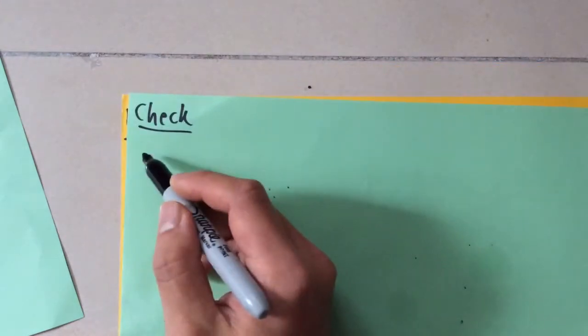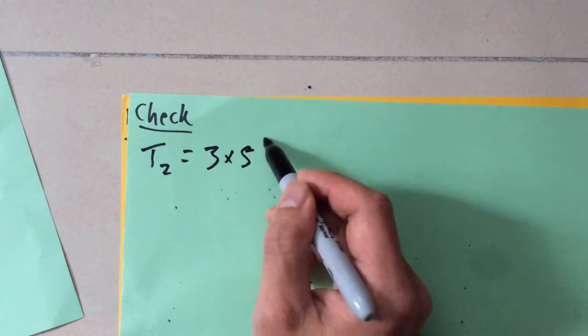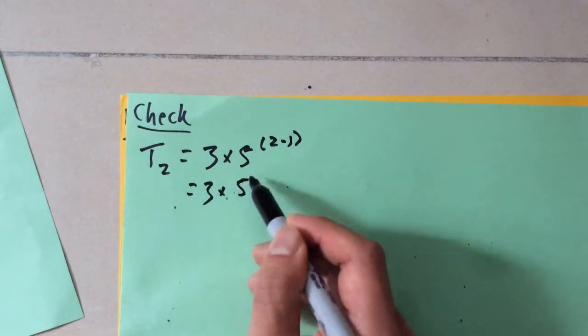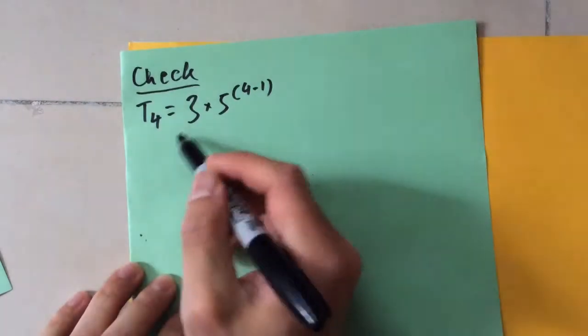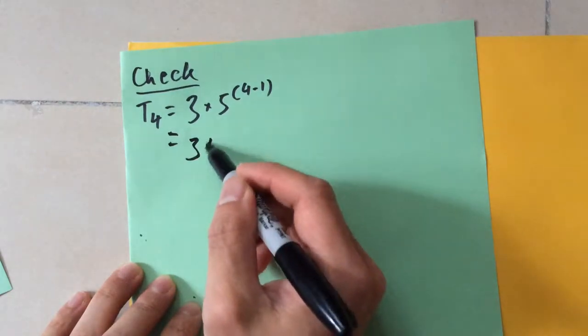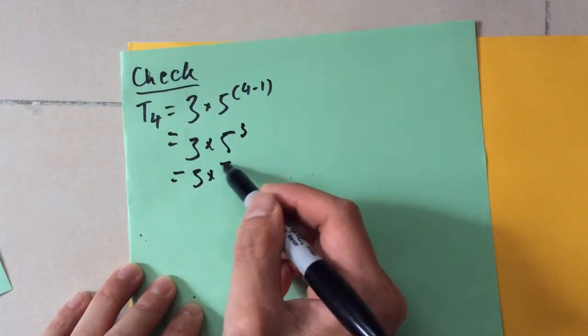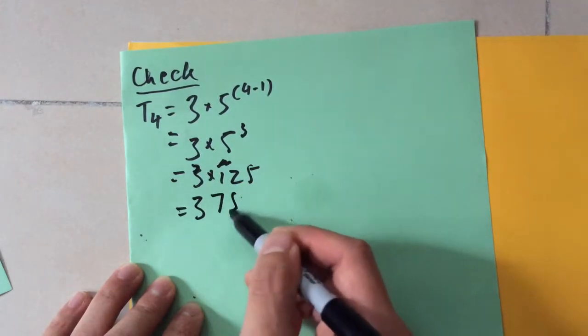Okay. So we can try the formula for other values of n. Let's say t2. t2 would be 3 times 5 to the power of 2 minus 1. And that would simply be 3 times 5, since 2 minus 1 is 1, which is 15. Okay. We can also look at t4. We have t4 equals 3 times 5 to the power of 4 minus 1. We know that 5 to the power of 4 minus 1 would be 5 to the power of 3. 5 to the power of 3 is, of course, 125. And 3 times 125 would be 375.